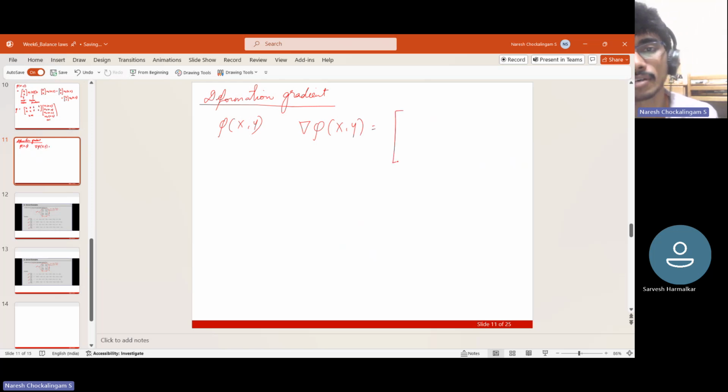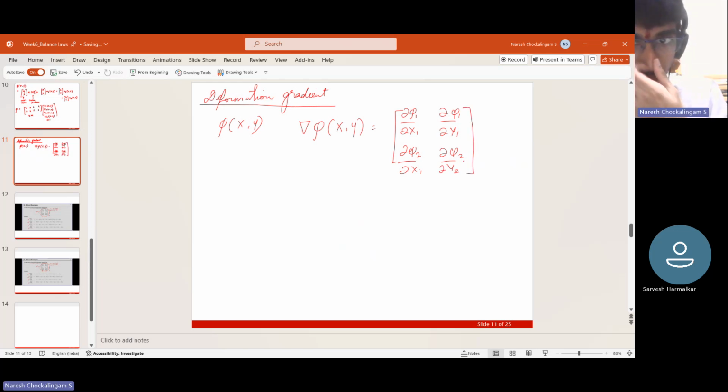How do you arrange it in component sets? It is partial phi1 by partial x1, partial phi1 by partial y1, partial phi2 by partial x1, partial phi2 by partial y2. Right? So this is how, in a specified basis, the components of the gradient tensor are these.